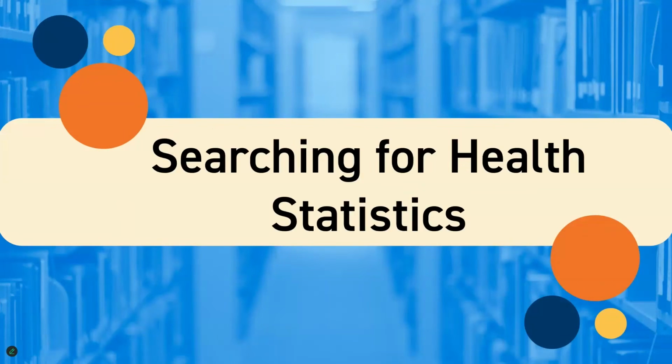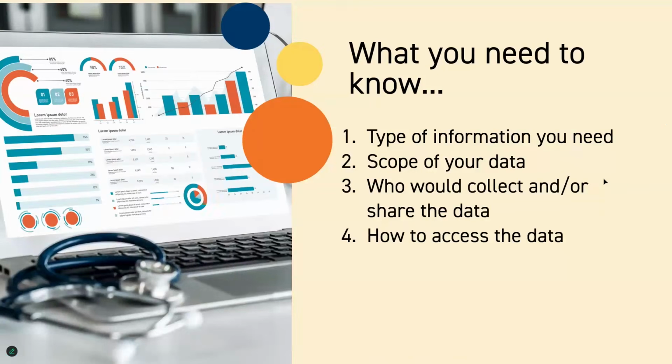Okay, now searching for health statistics or health data, there are a couple of different steps, and along these steps that I'm going to show you, there are questions that you want to ask just to figure out where you're going to find this information and how you're going to access it. So four things you need to know: the type of information you need. So for instance, do you need care? Do you need cost, condition? Which one of those health information types do you need?